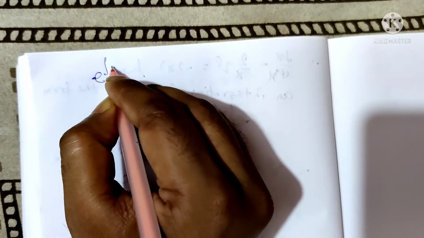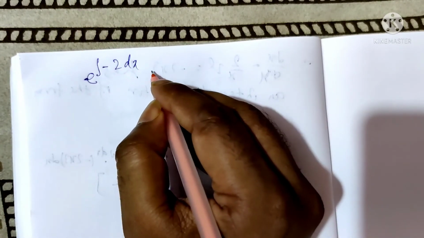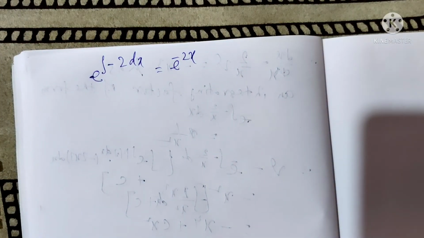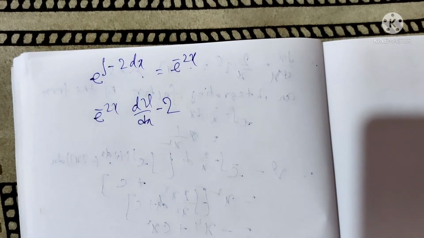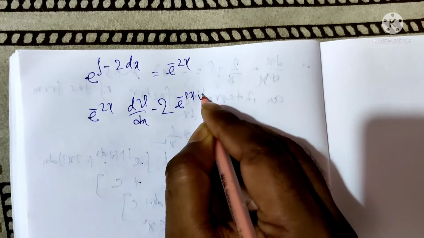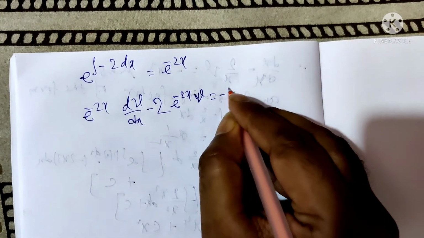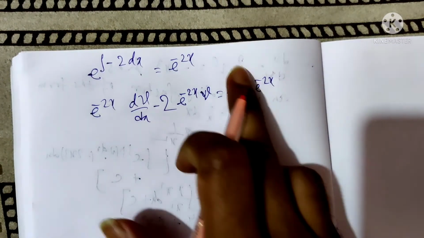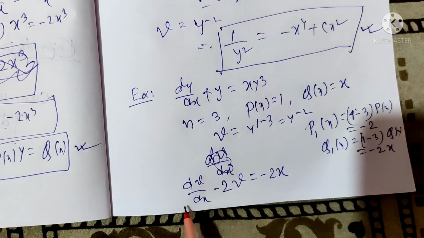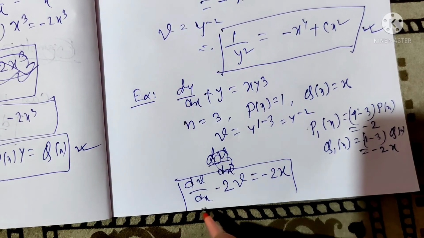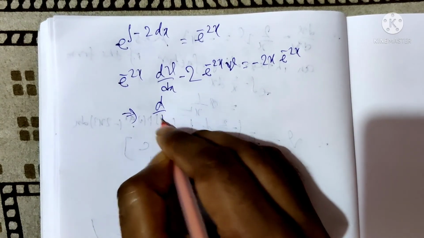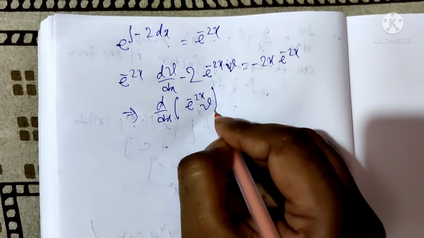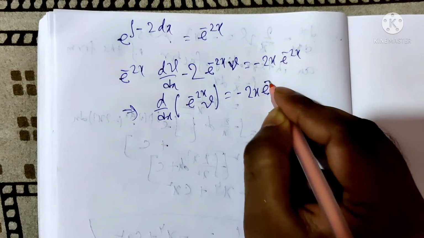This is the equation. Then the integrating factor is the exponential of ∫−2 dx, that equals e^(−2x). So multiplying both sides by e^(−2x), we have e^(−2x) dv/dx − 2e^(−2x)v = −2x e^(−2x). We have this, that implies d/dx(e^(−2x)v) = −2x e^(−2x).